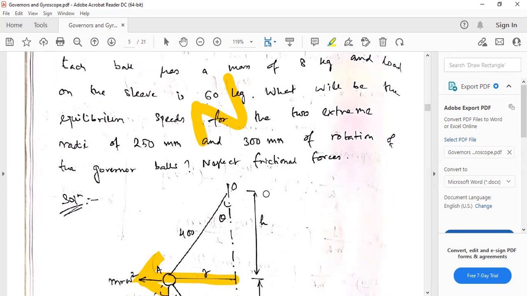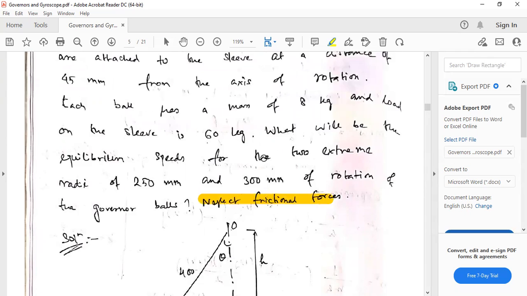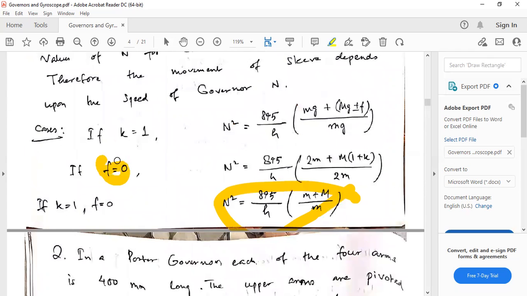So that is the thing for two extreme radii. 250 mm is the minimum radius here, and 300 mm will be the maximum radius that it can go. That means it can vary from 250 to 300, so this much, 50 mm, this ball can move. So what will be the speed when it is at 250, and what will be the speed when it is at 300 mm r value? Here you have to neglect frictional forces, that means this is the condition where f is 0.